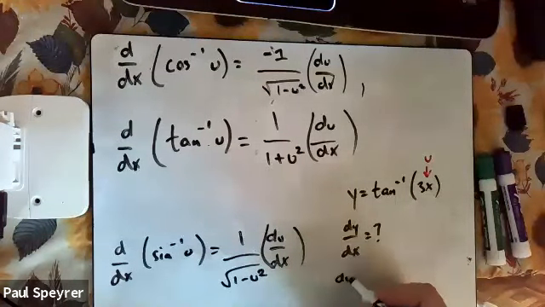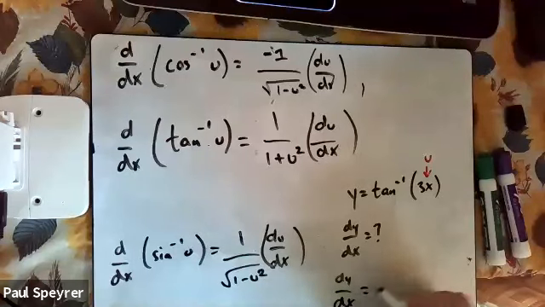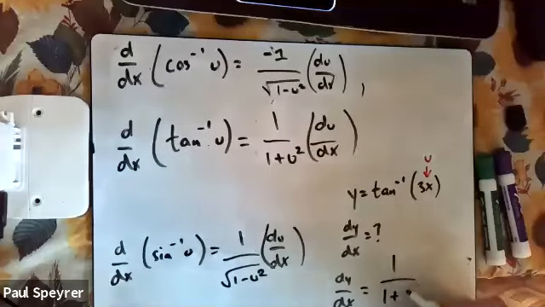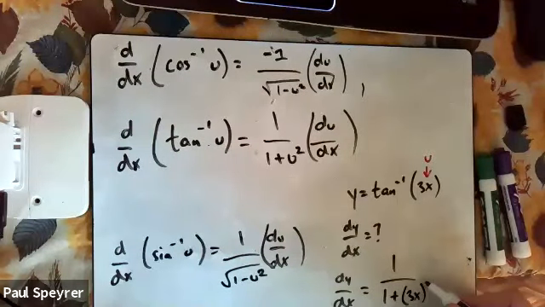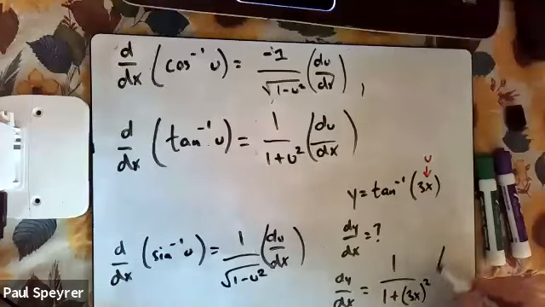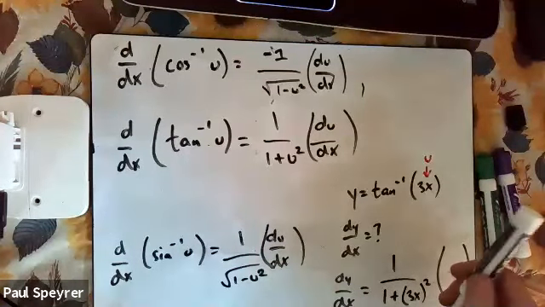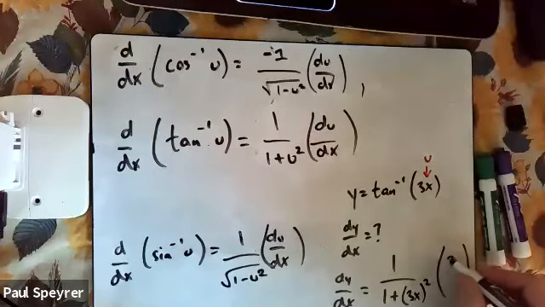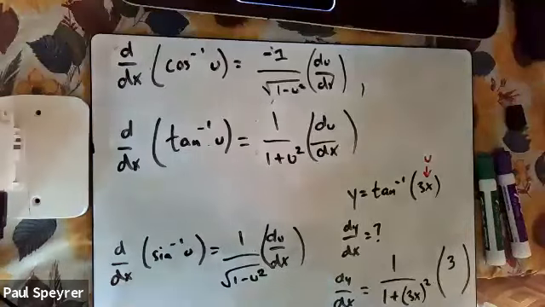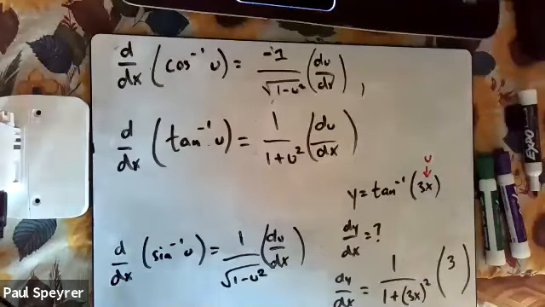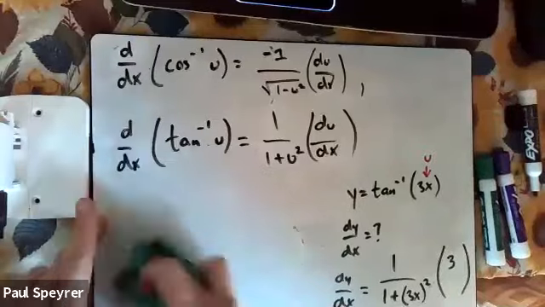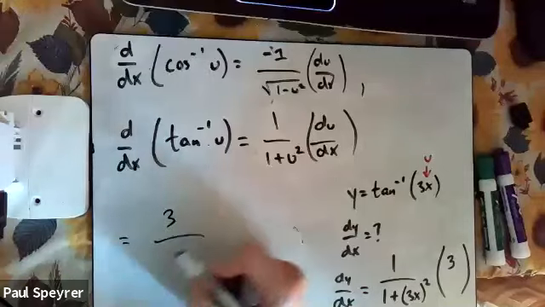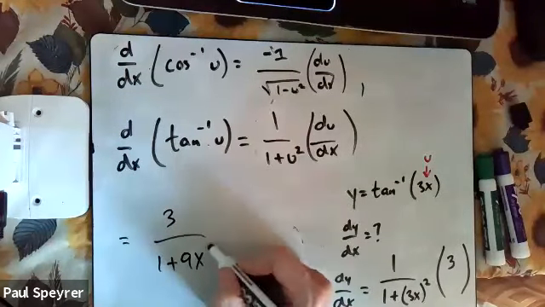So we have dy dx equals 1 over 1 plus, and then this says u squared. So we have to square that entire quantity. And then times the derivative of u. What's the derivative of 3x? That's just 3. Like that. Now, we simplify it, right? We can simplify a little bit. Meaning I can say, oh, this is equal to 3 over 1 plus 9x squared.